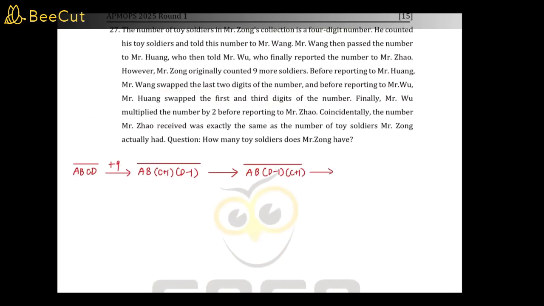After that, the next person swaps the first and the third. So D minus 1 is the first digit, followed by B, followed by A, followed by C plus 1. The last step, times 2. Okay, Mr. Wu multiplied the number by 2, and we get a starting number. The starting number, ABCD.